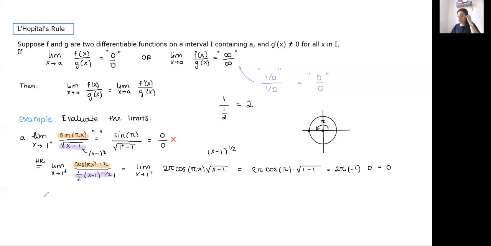All right, so the answer over here is I didn't know how to evaluate the limit originally. I got an indeterminate form. I used L'Hopital's rule, and then I found that my limit was actually equal to 0. So my conclusion over here is that the limit as x goes to 1 from the right of sine of x times pi, sine of pi x, divided by square root of x minus 1 is equal to 0.